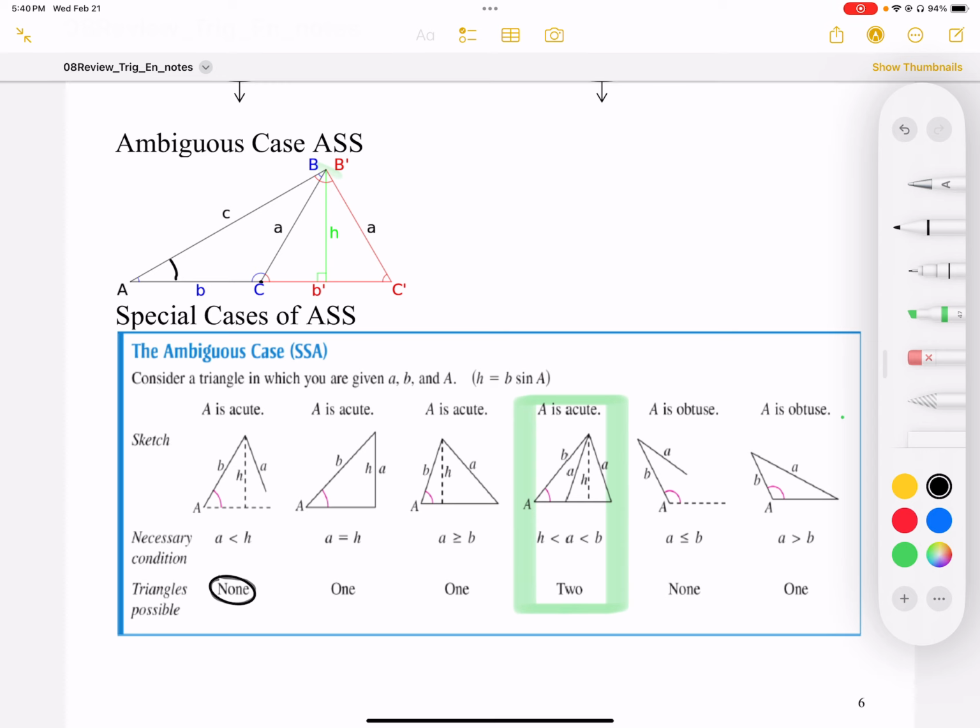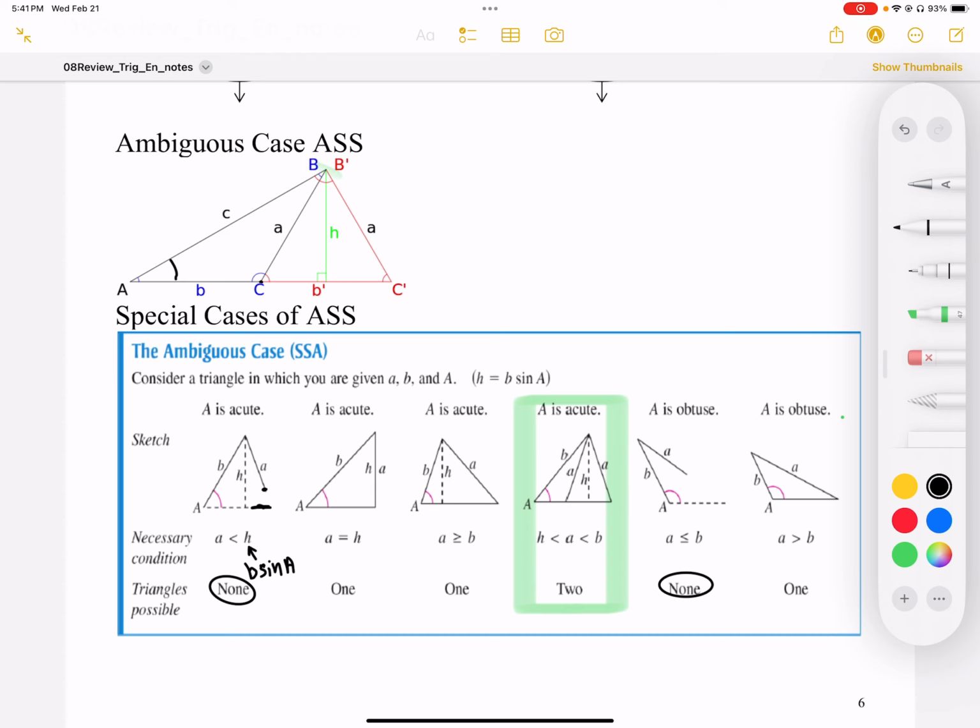Okay, so we'll look at the zero triangle cases here and here. And these are just physically impossible to make. So if the H is longer than the opposite side A, okay, this point cannot touch the line here, so we can't make a triangle. And the test for that is when sine of angle A times B is smaller than A. So that length, that H, is calculated by sine angle A times B.